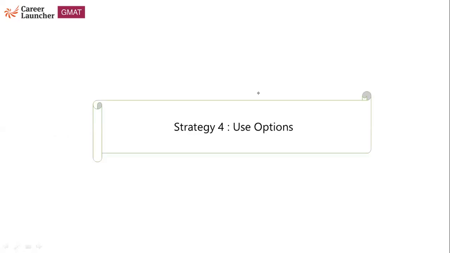A lot of questions you'll find that you can do just by understanding the question well, and eliminating a few of the options. If time is a constraint, try eliminating, so that you are closer to the correct answer. Let's understand. So your next strategy is to use options to solve the question.